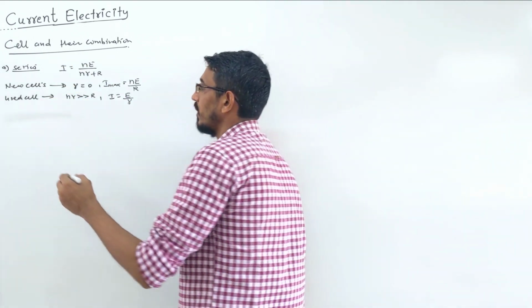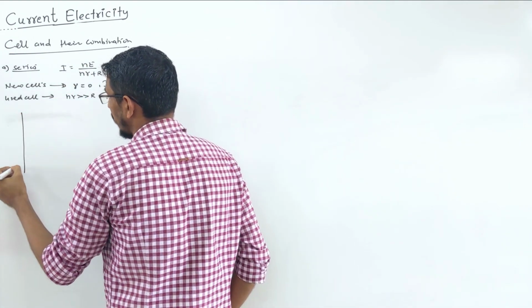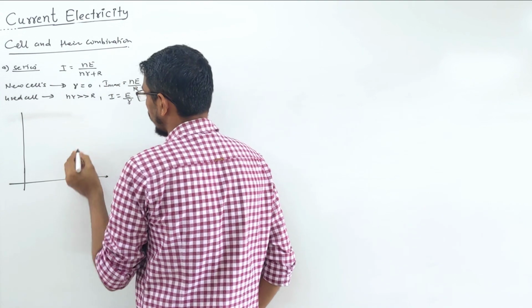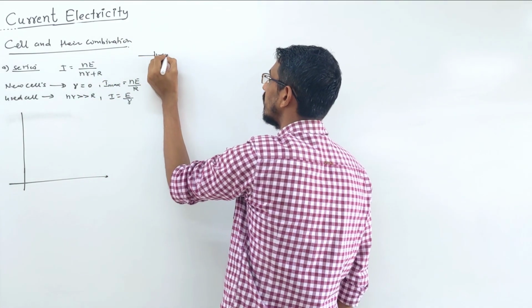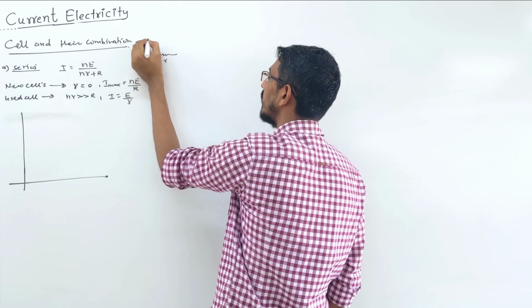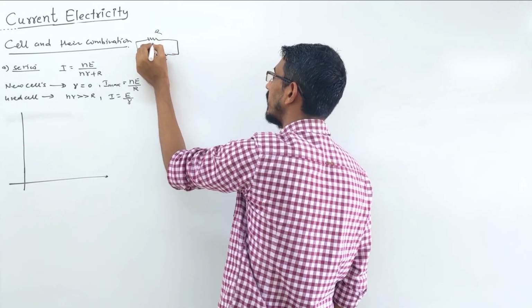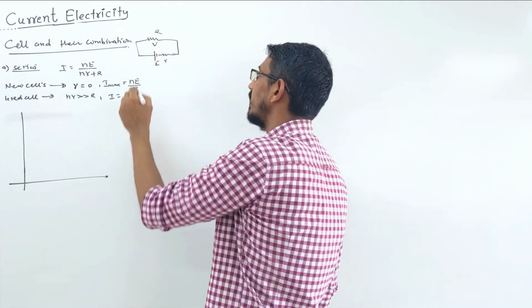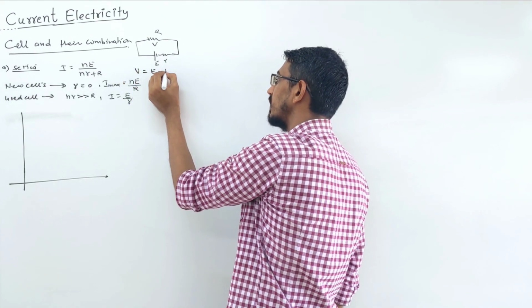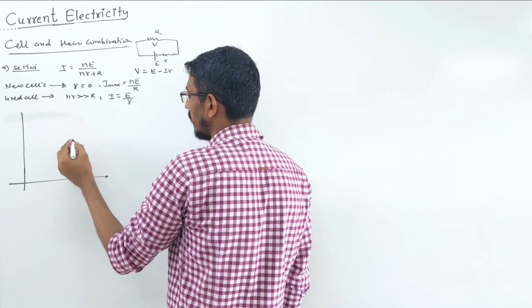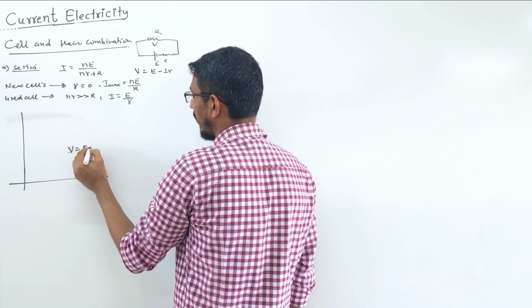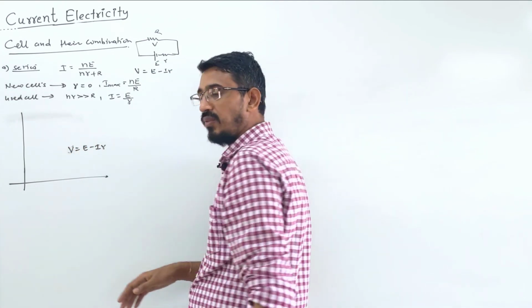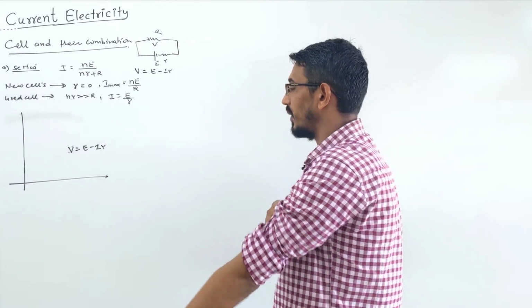So if you draw a graph between, let me draw once more. This is your cell with EMF and internal resistance, and this is your external resistance R. Here you are getting potential difference V. The equation was V is equal to E minus I r. Let me write it here also: V is equal to E minus I r. This graph was asked in our exam also, so I am drawing it.